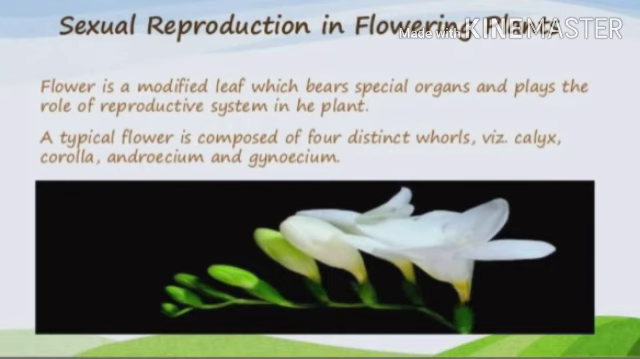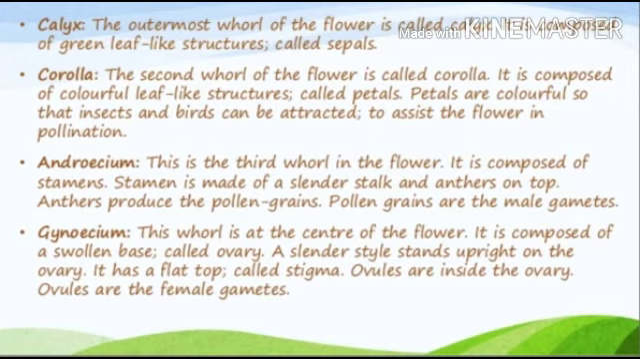reproduction. Flower is basically a modified leaf which bears special organs and plays the role of reproductive system in the plant. A typical flower is composed of four distinct whorls: calyx, corolla, androecium and gynoecium. So today we will discuss one by one. First is the calyx. The outermost whorl of the flower is known as calyx and is composed of green leaf-like structures that are known as sepals.